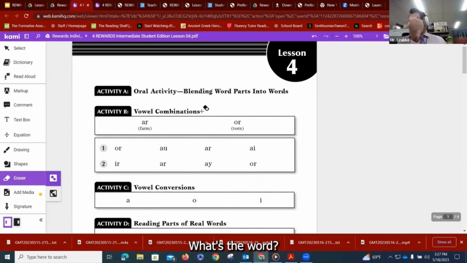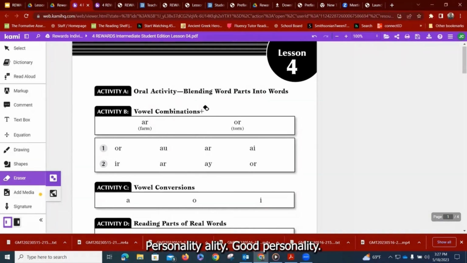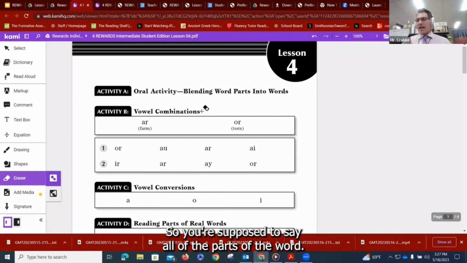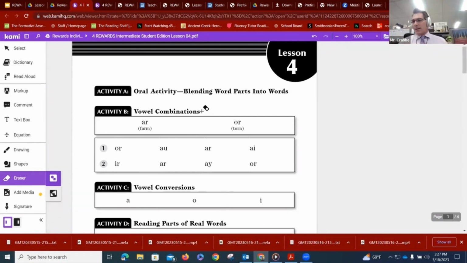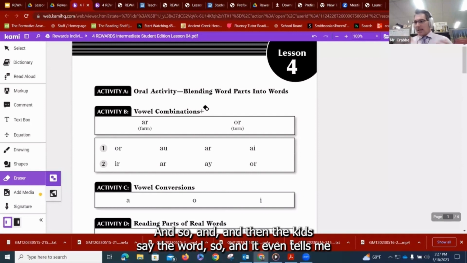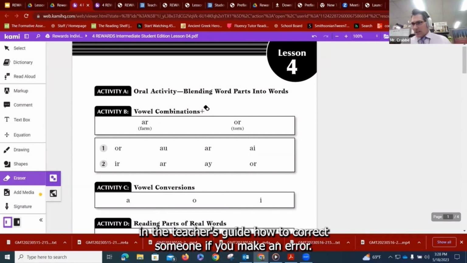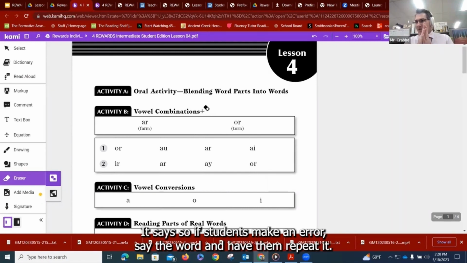Personality. What's the word? Personality. Good. Personality. So you're supposed to say all of the parts of the word, and then the kids say the word. And it even tells me in the teacher's guide how to correct someone if you make an error.